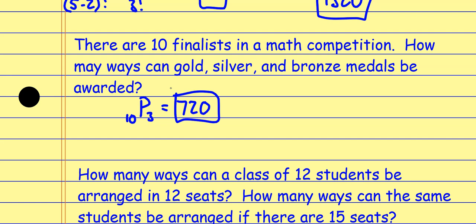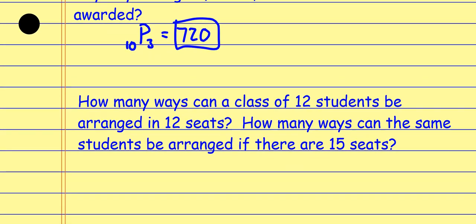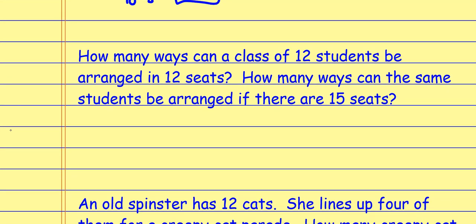And really the most difficult part about some of these things is just figuring out whether it's a permutation or a combination, figuring out if order matters. How about this one? It says, how many ways can a class of 12 students be arranged in 12 seats? And then how many ways can the same students be arranged in 15 seats? So it asks me for 2 different things here.